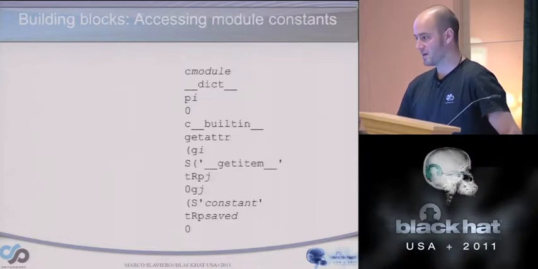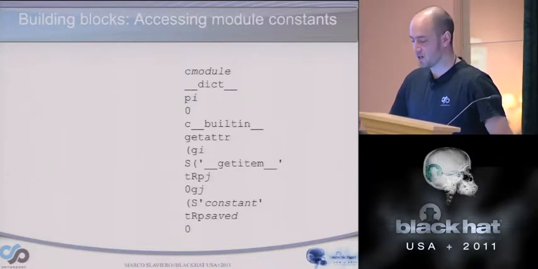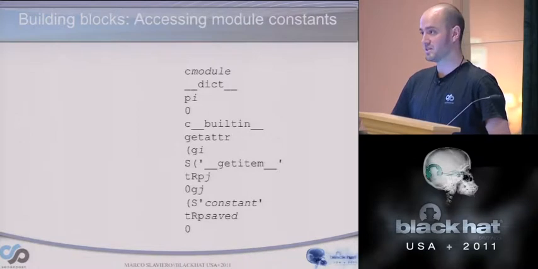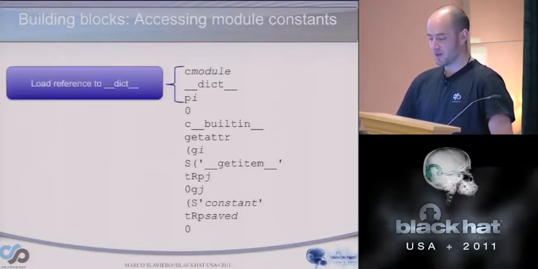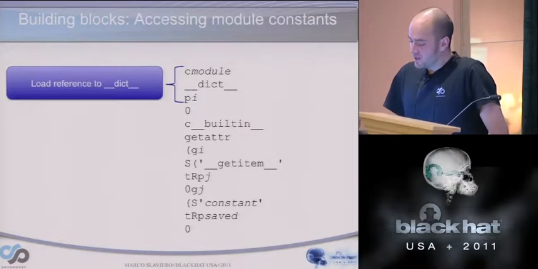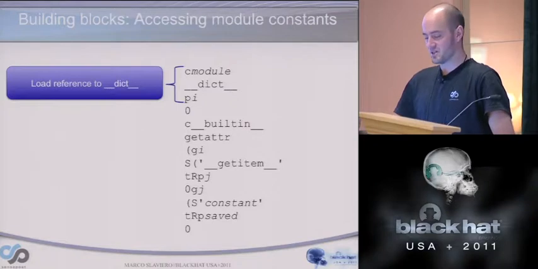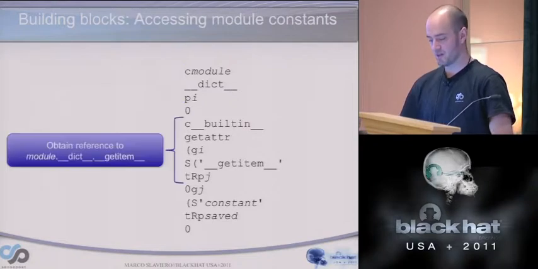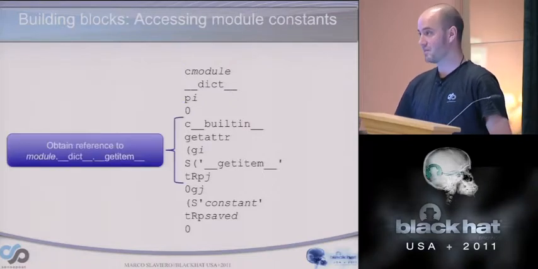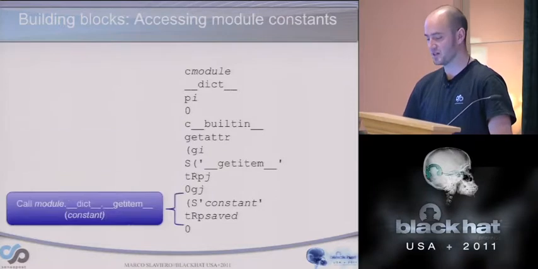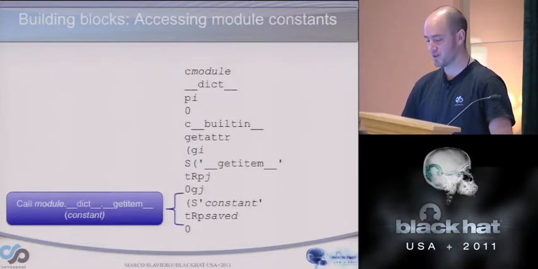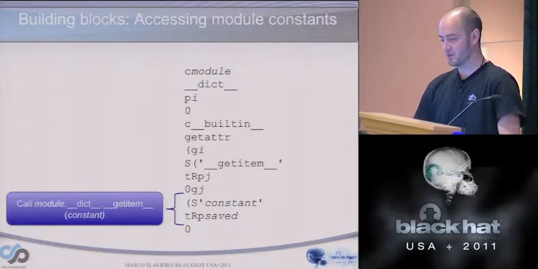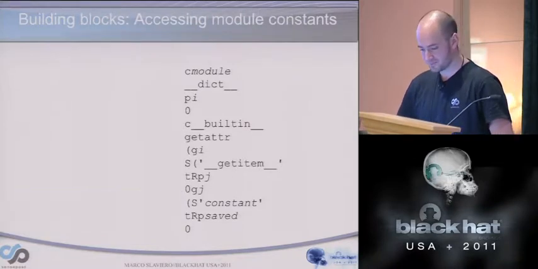Then the second template we'll look at is accessing module constants, and this just helps you develop consistent and reliable shellcode. Here we load a reference to the module's dict object, in other words, what its attributes are. Here we load a reference to its getItem method on that dict object, and finally we call that method with the constant name that we want, and we can now return module constants.